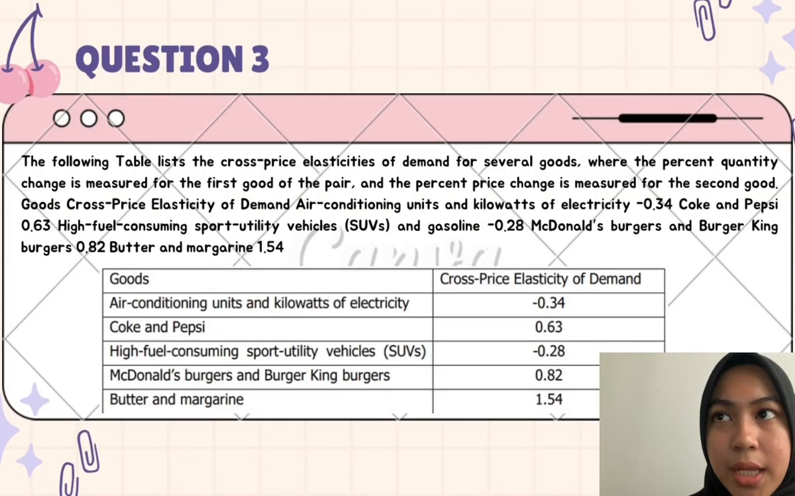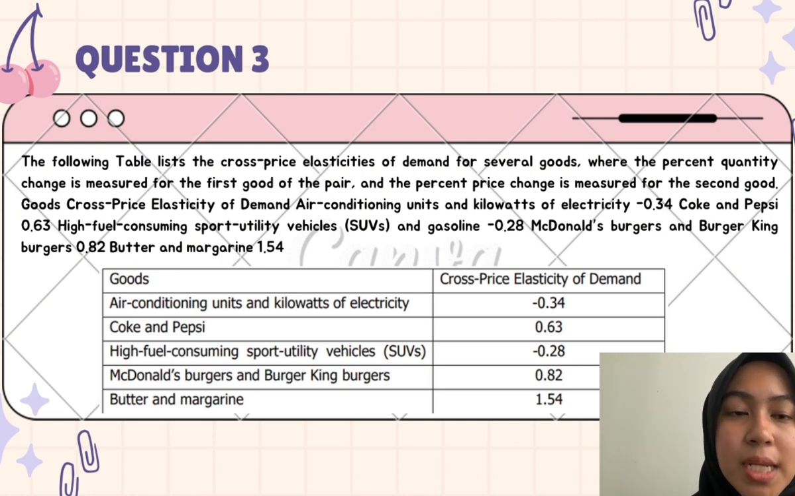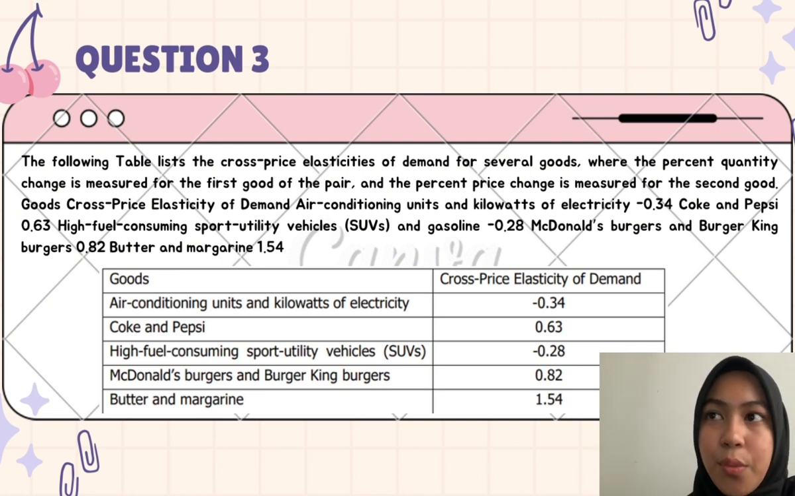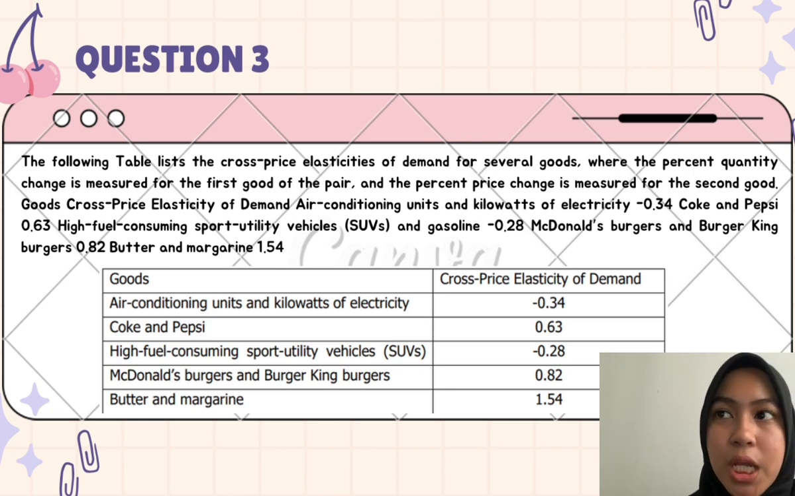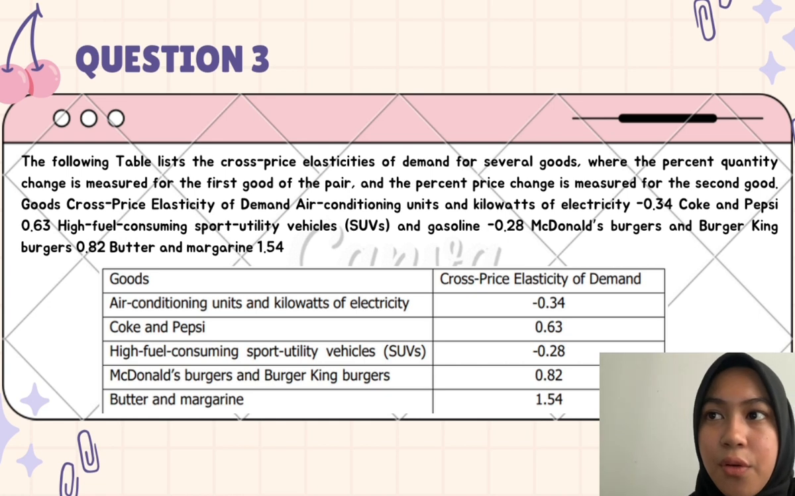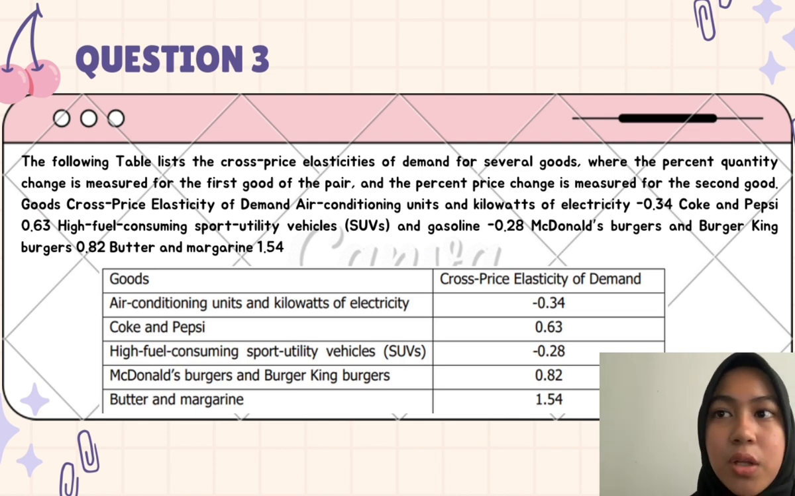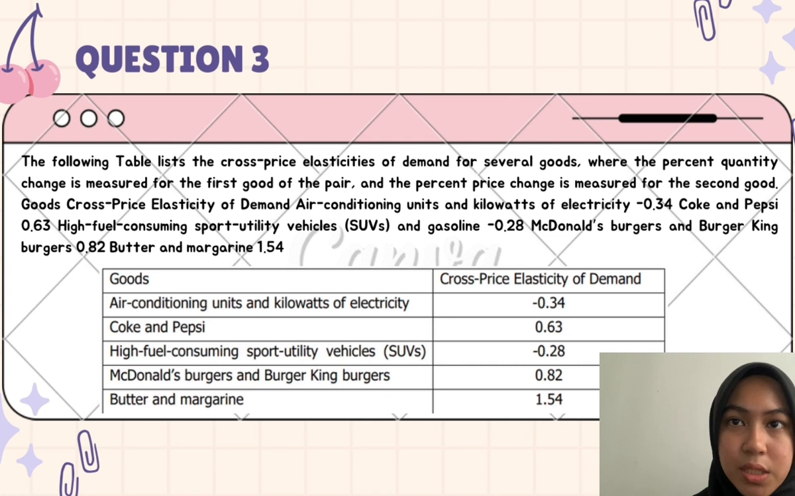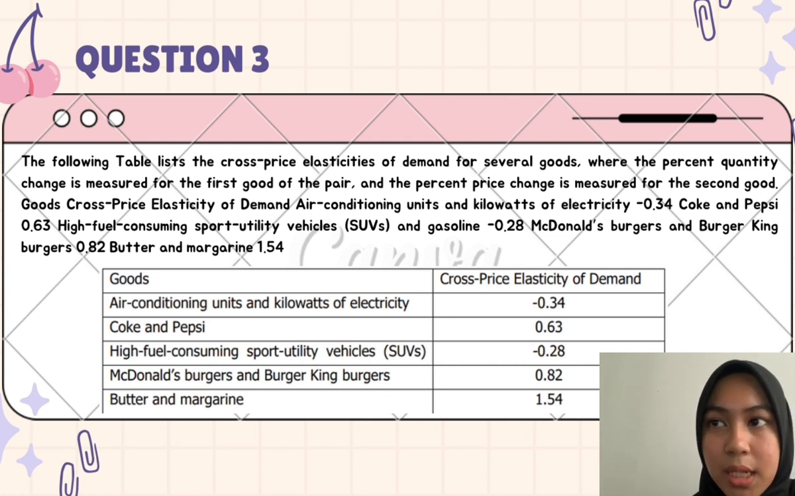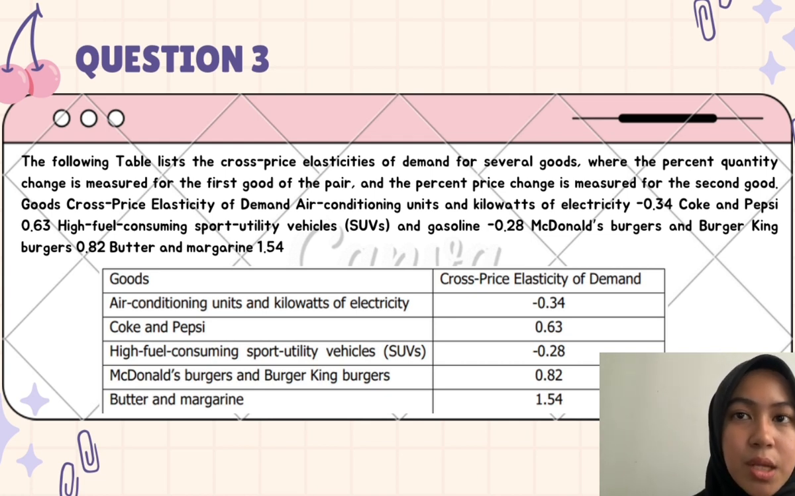So for question 3, the following table lists the cross price elasticities of demand for several goods, where the percent quantity change is measured for the first good of the pair and the percent price change is measured for the second good. Air conditioning units and kilowatts of electricity have a cross price elasticity of demand of negative 0.34, Coke and Pepsi 0.63, high fuel consuming sport utility vehicles, which is SUV, negative 0.28, McDonald's burgers and Burger King burgers 0.82, and butter and margarine 1.54.